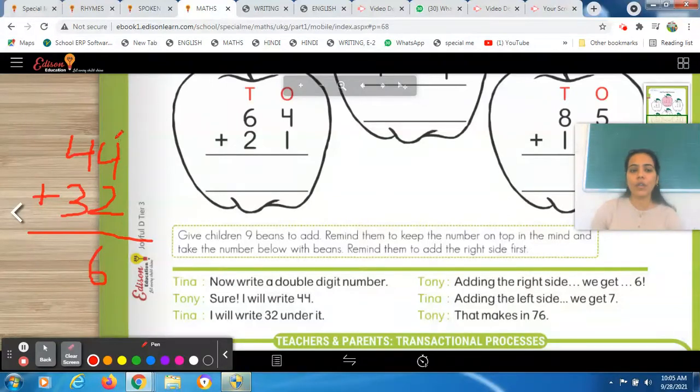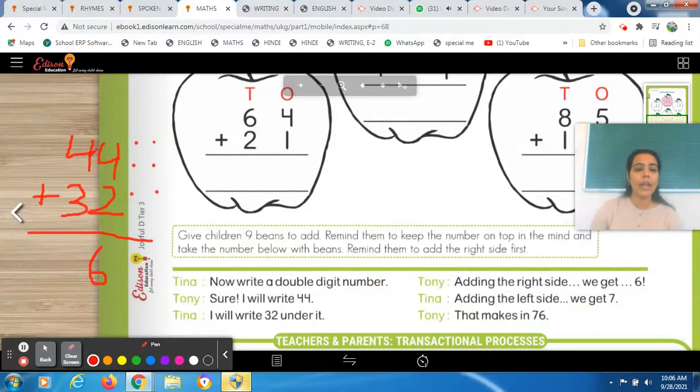How will he add? Firstly, he will see the biggest number. It's 4. So he will take 4 beans. 1, 2, 3, 4. Then he will add 2 beans into it. So he will count two beans and put them over here. Then all together, he will count all the beans. So it's 1, 2, 3, 4, 5, 6. So the number is 6. So he will write it over here.